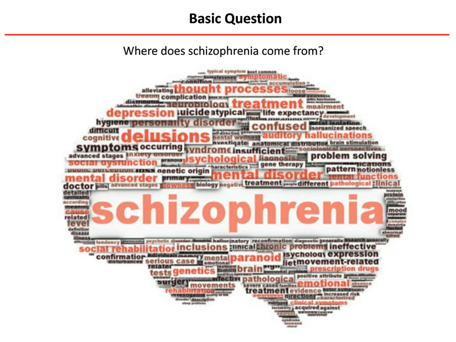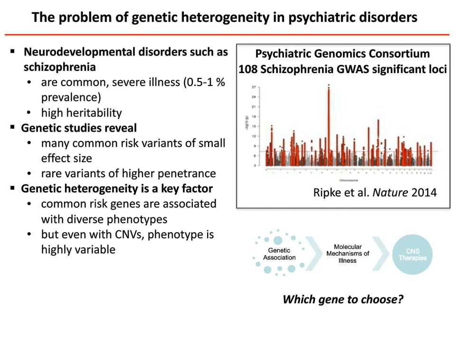The problem of genetic heterogeneity in psychiatric disorders. Neurodevelopmental disorders such as schizophrenia are common. They affect roughly 1% of the population, of all populations worldwide. They have a high heritability. Genetic studies reveal that many common risk variants exist, but each has a small effect size. There are rare variants such as CNVs that have much higher penetrance, but often include many genes.